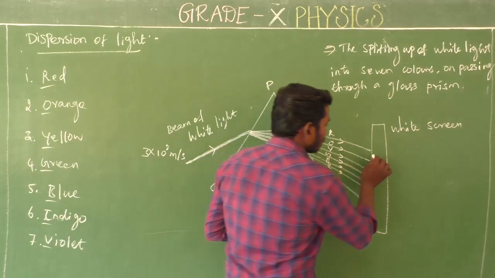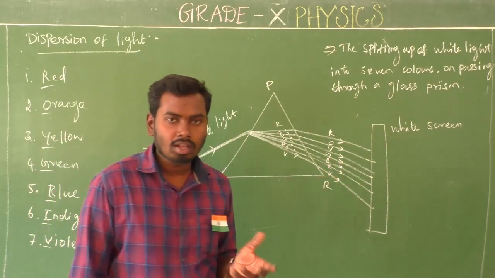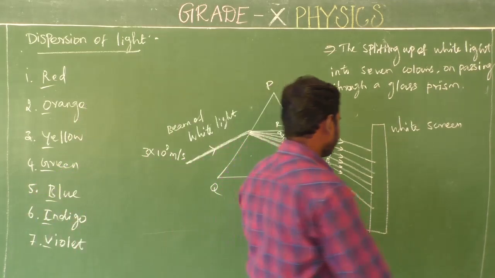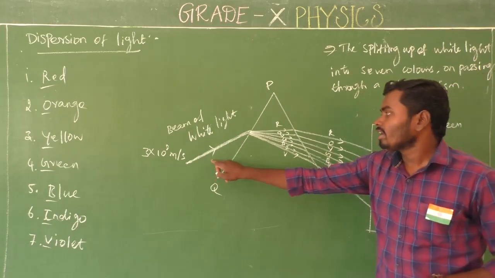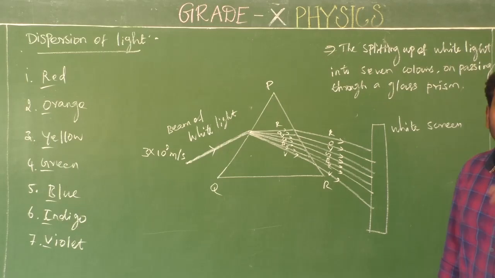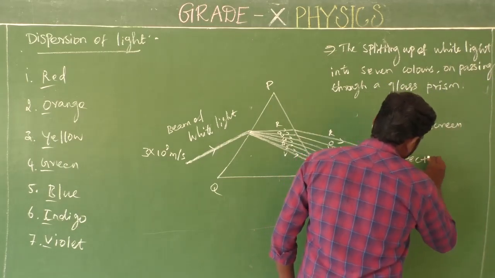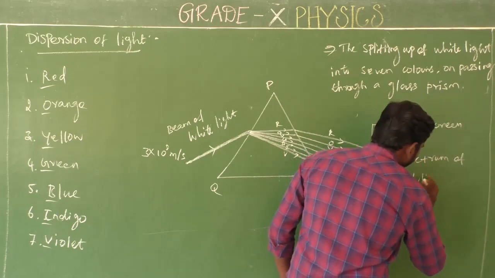So what is that process called? That process is called dispersion of white light. Very simple one. Is it clear? Yes. Here the band of 7 colors formed on the white screen when white light is passed through this glass prism is called the spectrum. What is that? Spectrum of white light, or of general light.